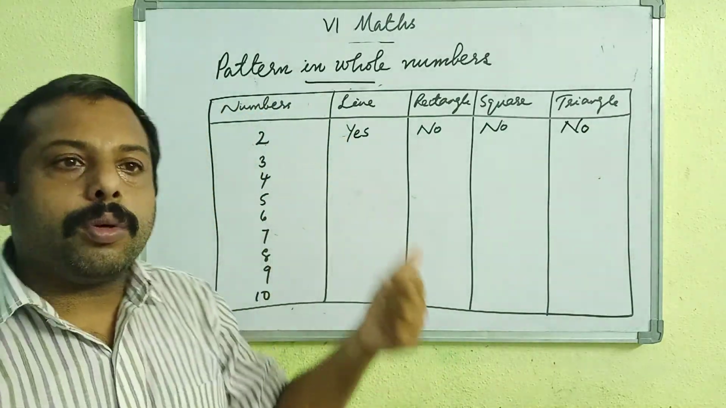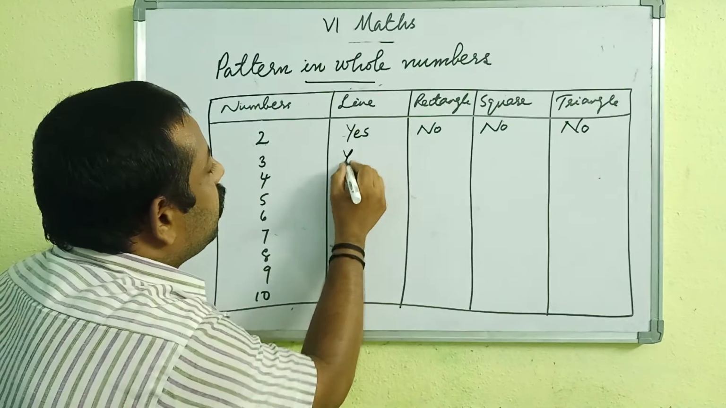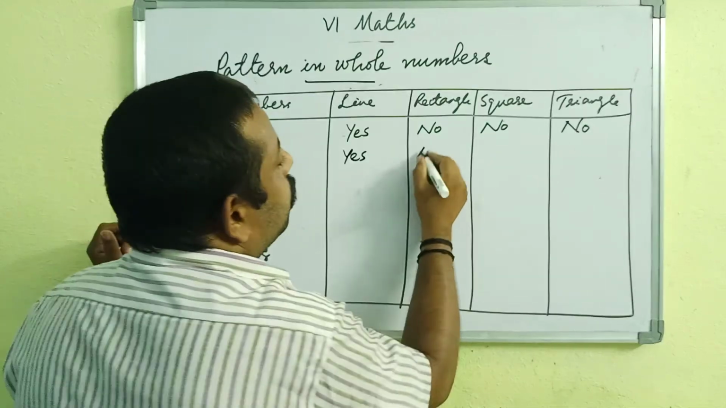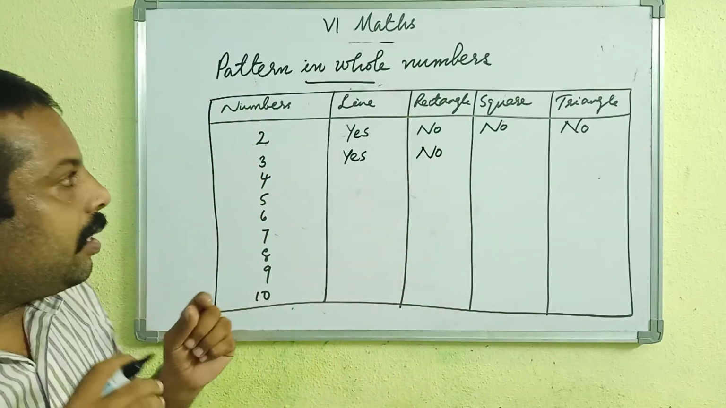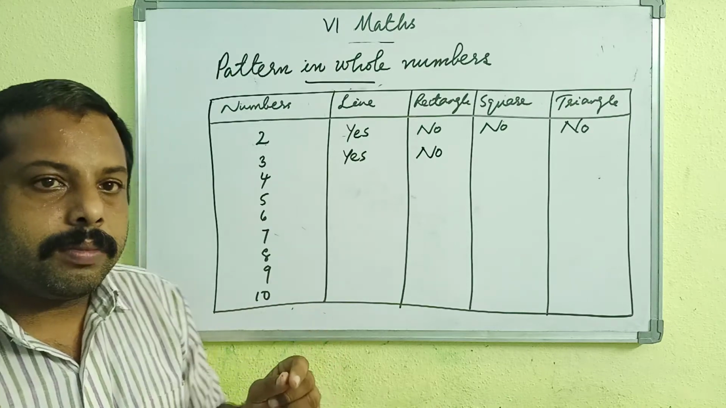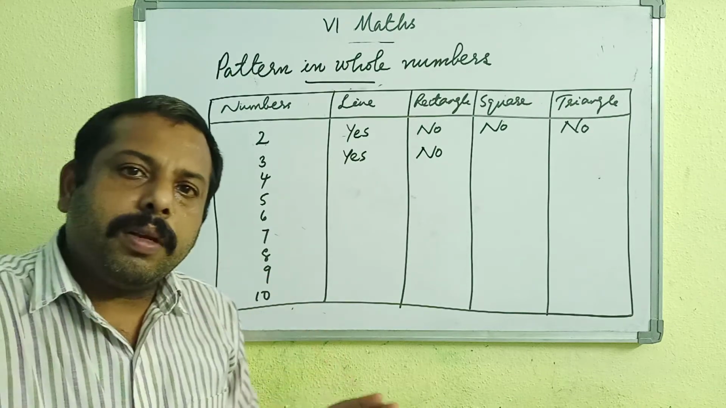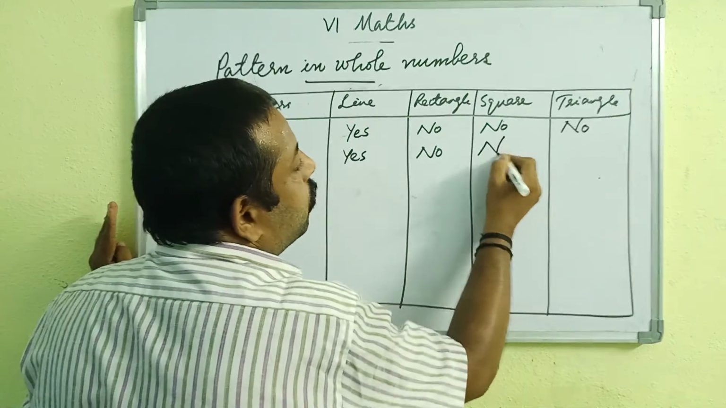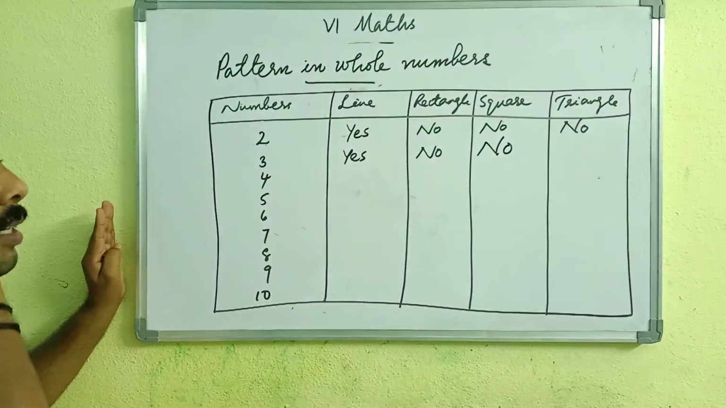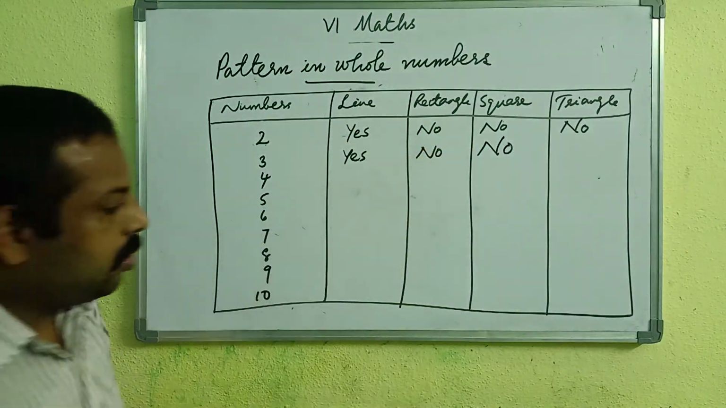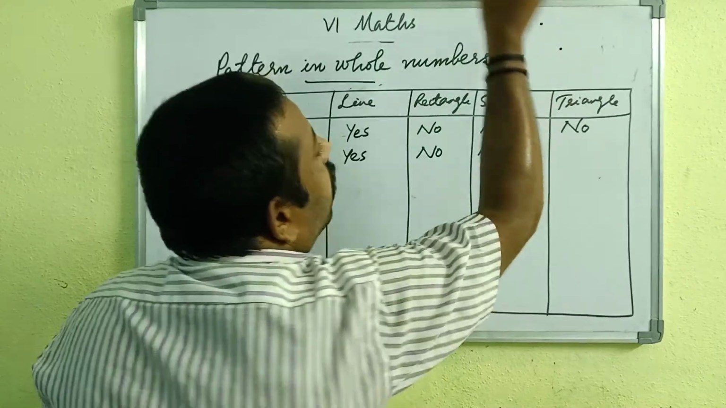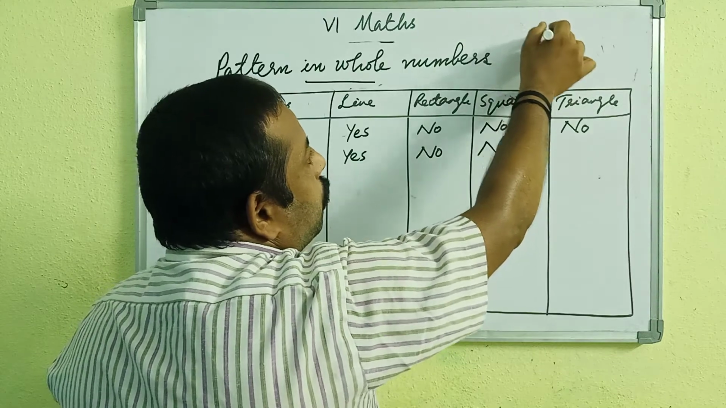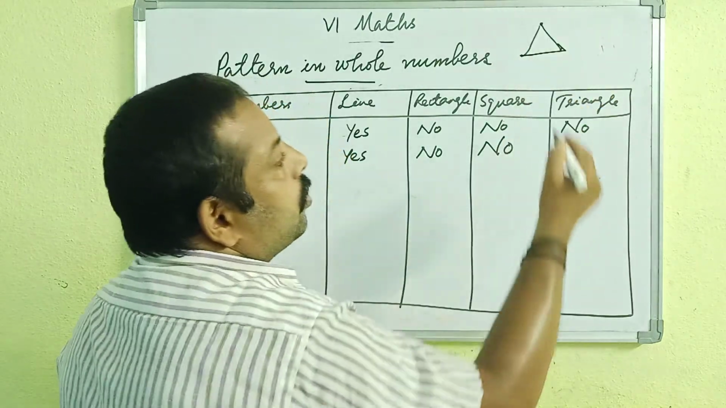Same way, can 3 be shown as a line? 3 can be shown as a line. Yes. Can you show 3 as a rectangle? Not possible. No. Next, you check whether you can make a square using 3 dots. Whatever may be the way, in whichever way you put 3 dots, you can never make a square also. So no. Next, can you make a triangle using 3 dots? 3 dots you put like this. You can make a triangle. You join these dots. Join the dot, you will get a triangle. Yes or no? So yes.